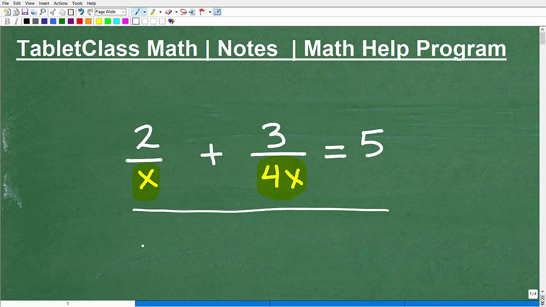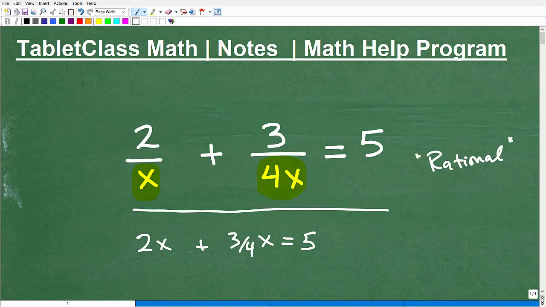This would be in comparison to an equation like, say, 2x plus 3/4 x is equal to 5. This is a basic linear equation. And this type of equation is a rational equation.